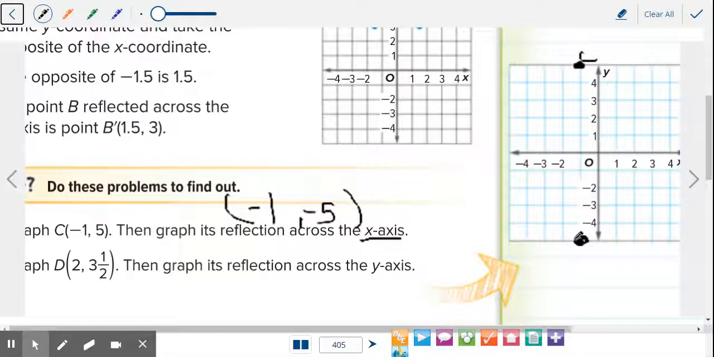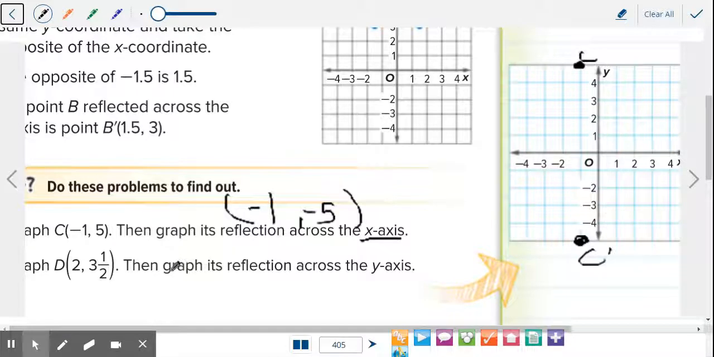Okay, another way to look at this: since we're reflecting over the x-axis, you can literally count how many you want up, and you're going to do the same thing down below. Okay, that's another way to look at it. It just depends. All right, so that's how you do over the x-axis.